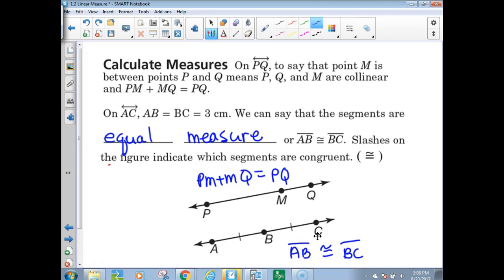Okay, so these will be the two types. We're going to be looking at different types of equations that we can write in just a moment.